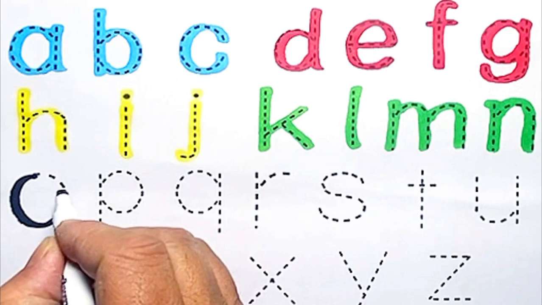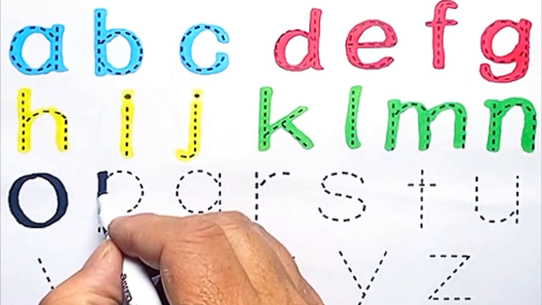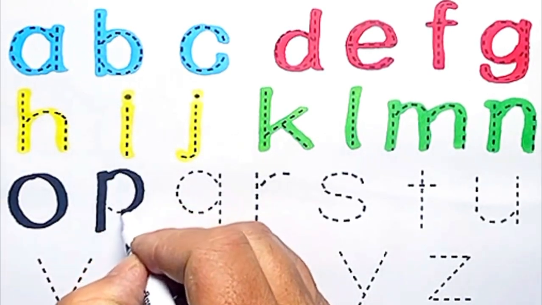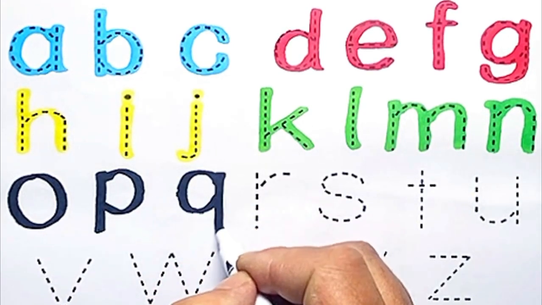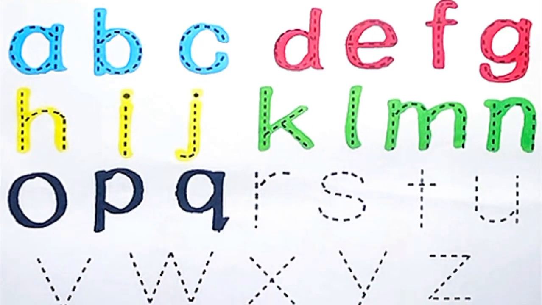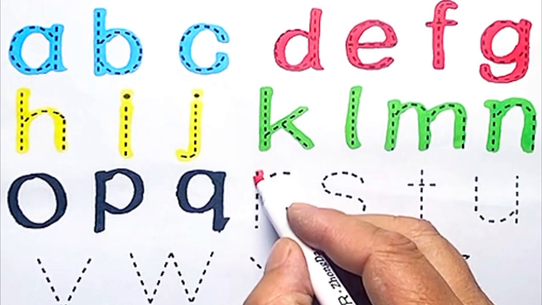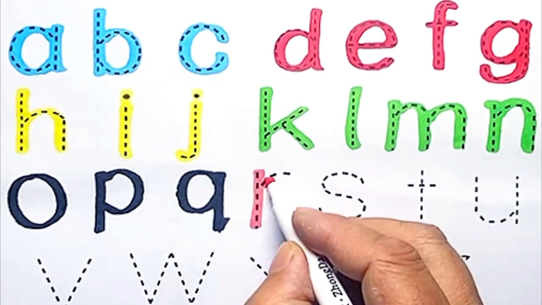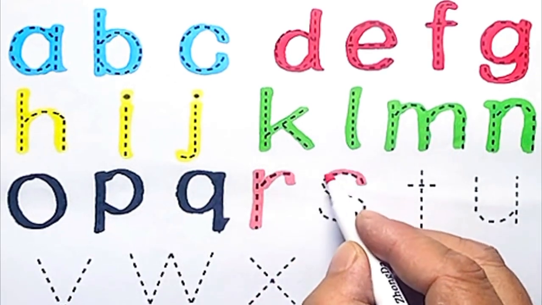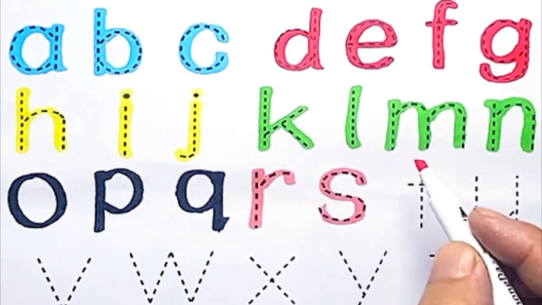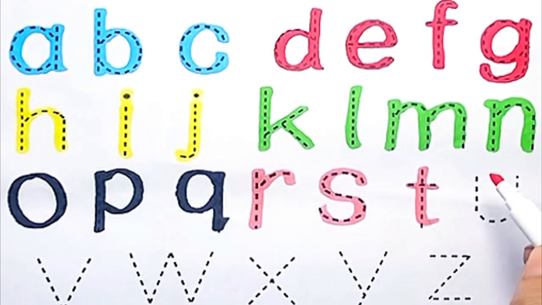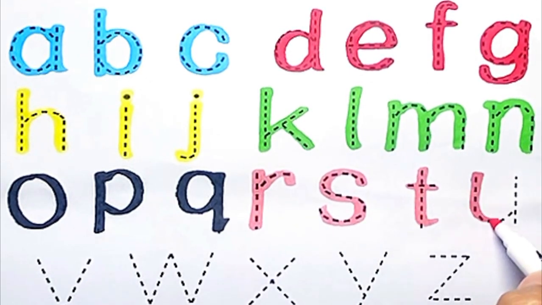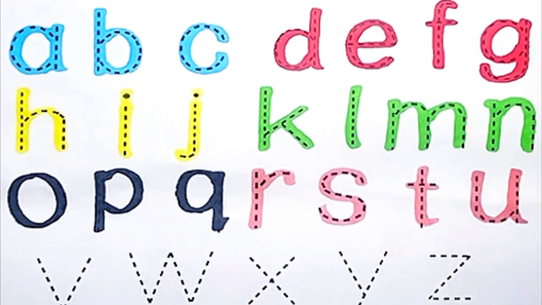Black color. O. O for orange. P. P for parrot. Q. Q for queen. Orange color. R. R for rose. S. S for sun. T. T for tiger. U. U for umbrella.